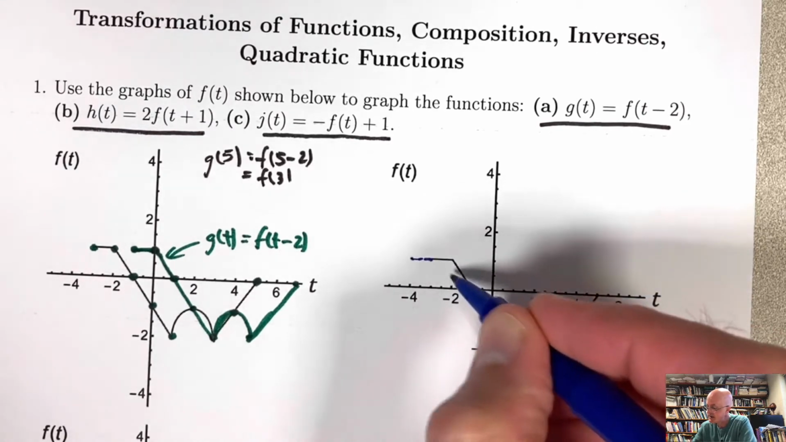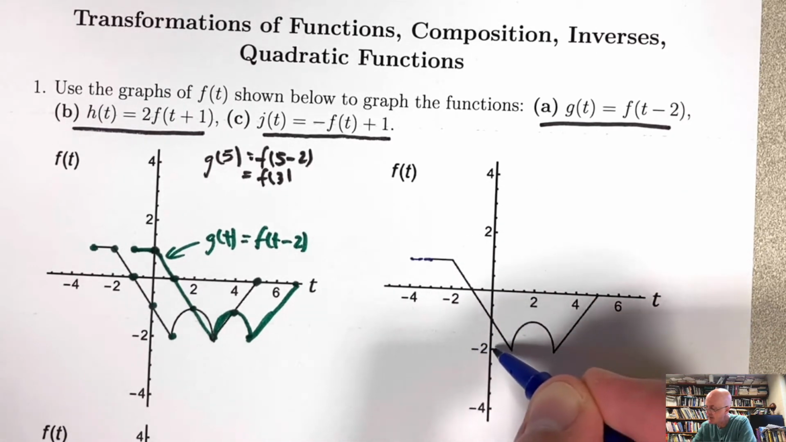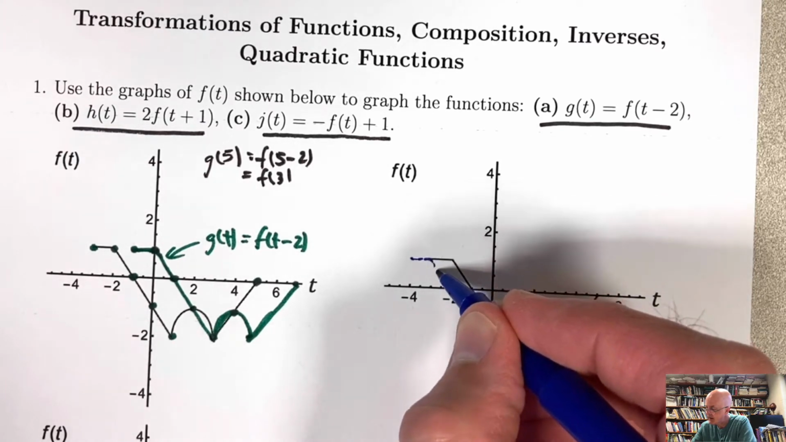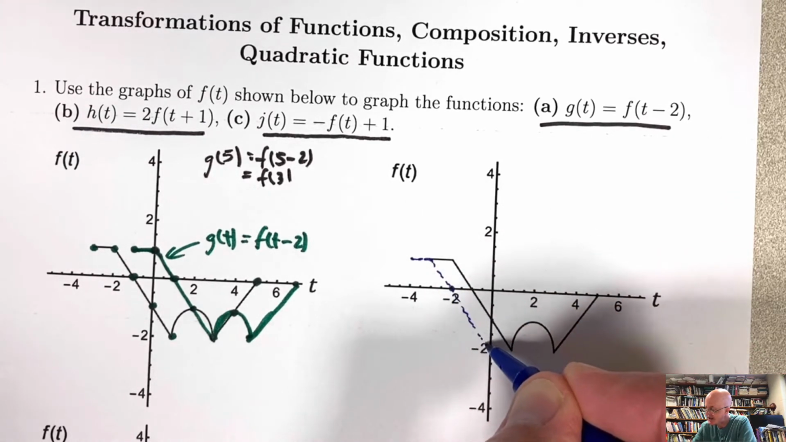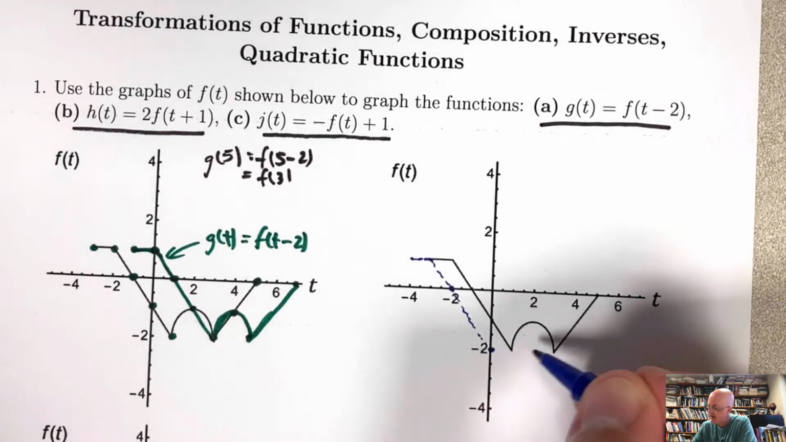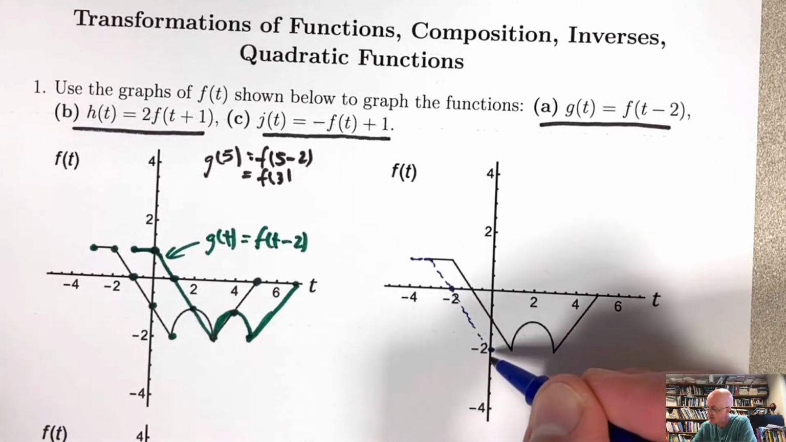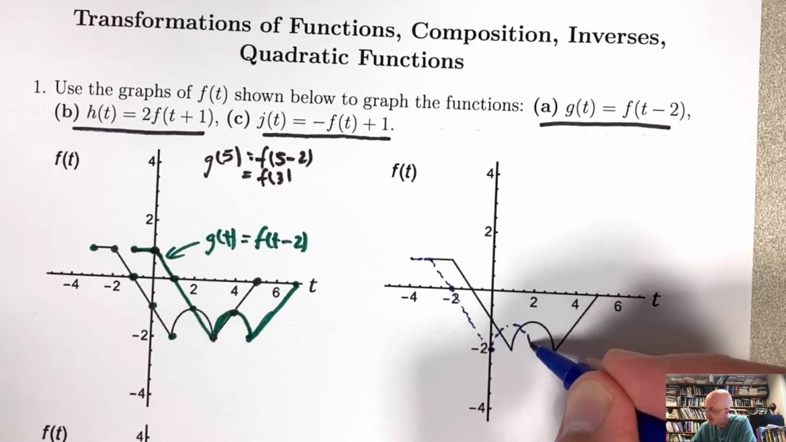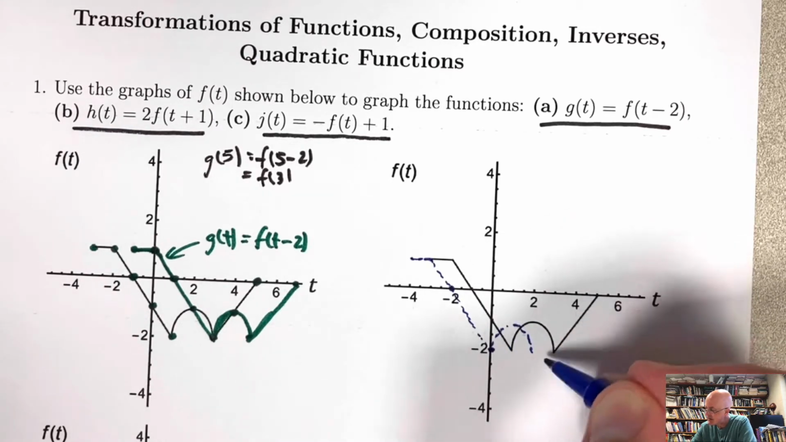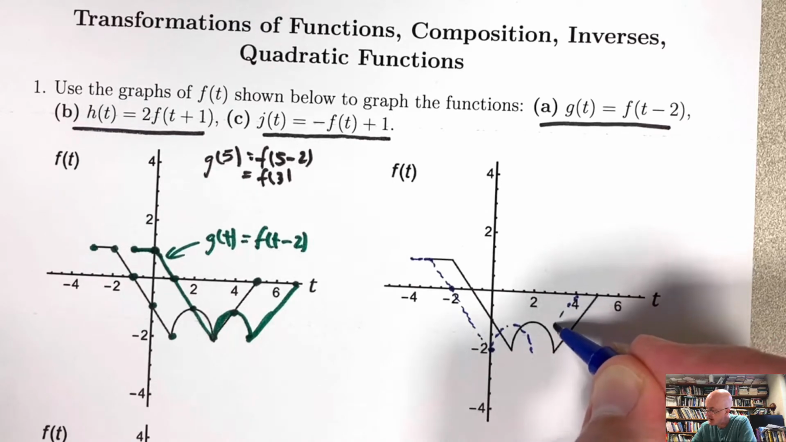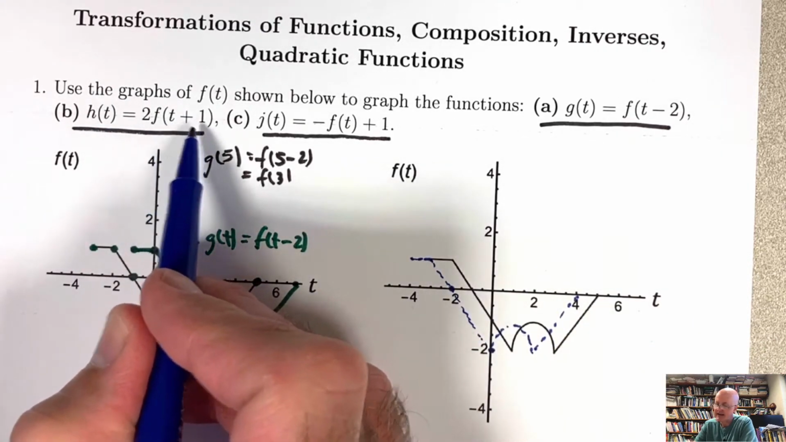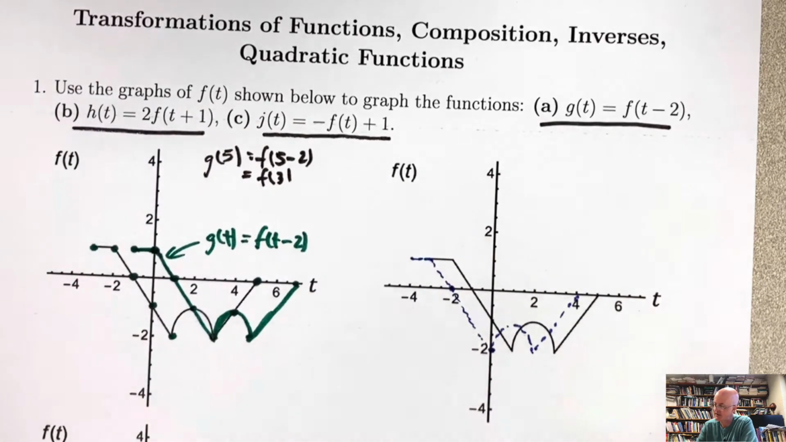This line here is going to get translated to the left by 1 unit. So this point will be on the graph, this point will be on the graph. I'll get a line about like this. I'm purposely making it dashed because it's not the final answer. This little semicircle type of thing gets translated to the left by 1 unit, so it's going to look about like this. And then this part gets translated to the left by 1 unit. It's going to look about like this. So that's the graph of f of t plus 1, now multiplied by 2 to get the graph of h.